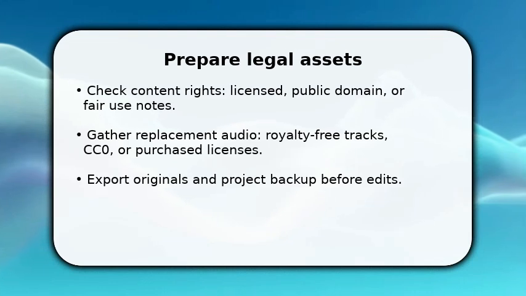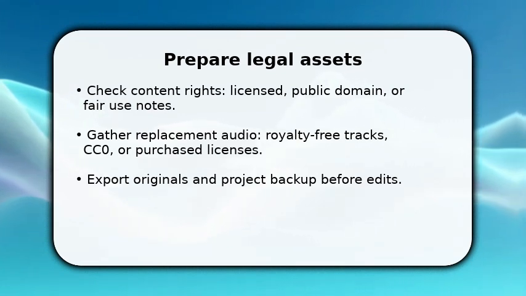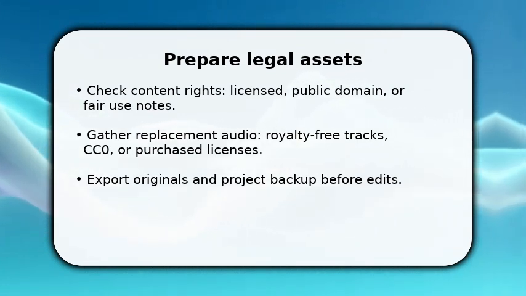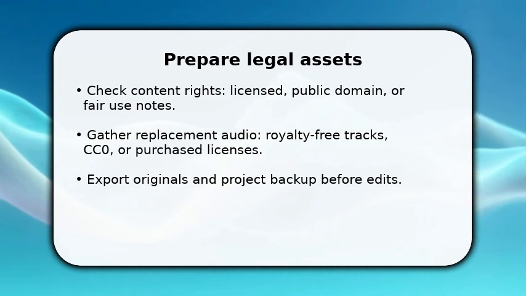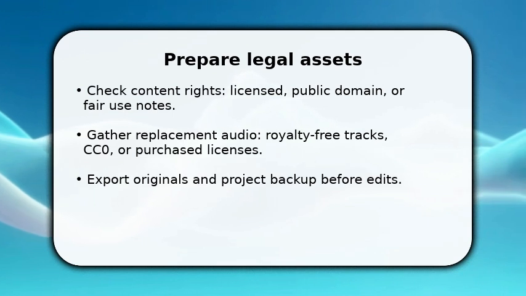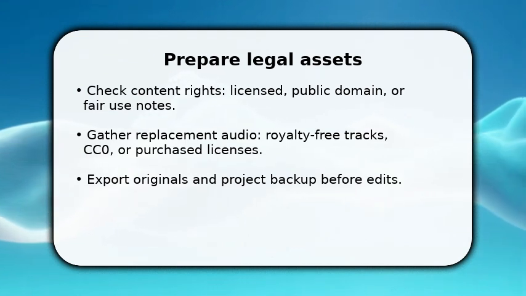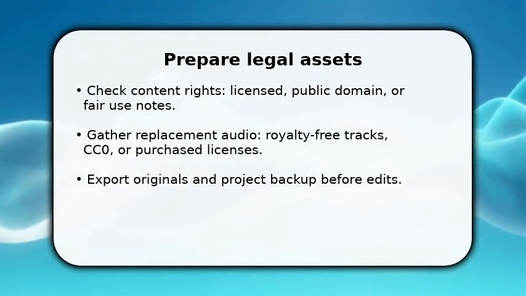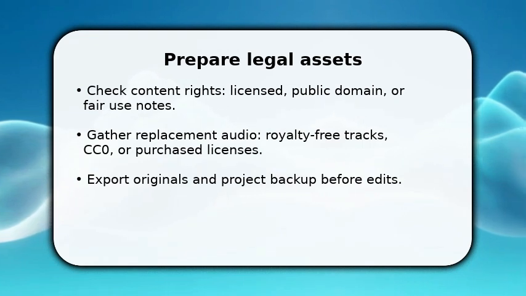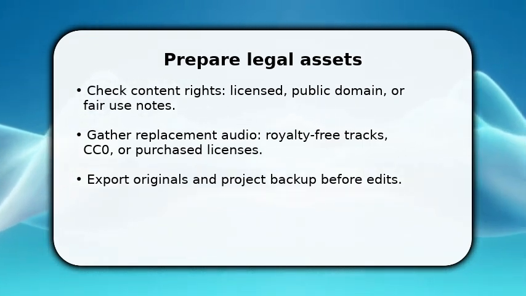You start by confirming rights, don't guess. If a clip or song is copyrighted and you lack permission, choose licensed or public domain replacements. Once you have acceptable audio and visual assets, back up the original files and export a copy of your CapCut project. This preserves evidence of ownership and lets you revert changes. Make sure to note license terms and attribution requirements, because that informs how you edit and what credits you must include in the final export.